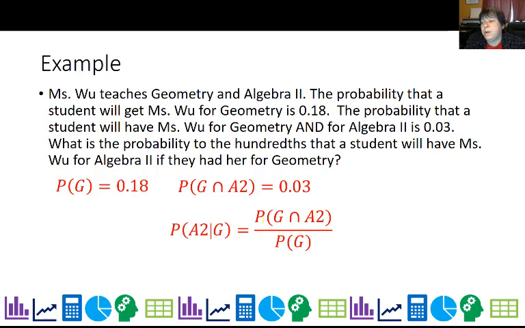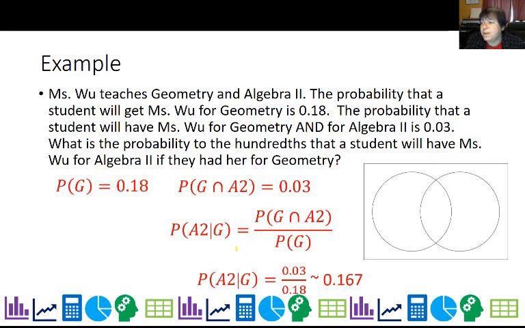So I kind of memorize these. Both of these are on top, and then the second one is on bottom. So I can actually just make a fraction out of these two decimals, and my answer is 0.167. How does that make sense? Well, if I did a Venn diagram and I have 0.03 here and 0.15 there, there's the number of people who are in geometry and algebra 2, and then the total that I'm interested in is just that one.